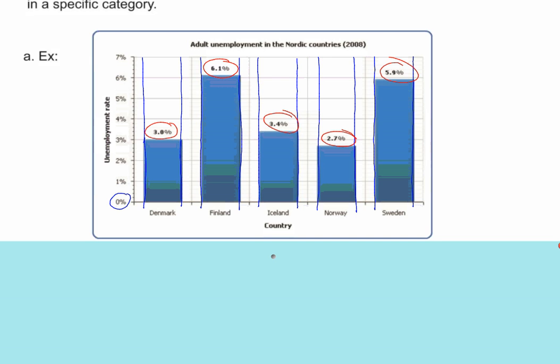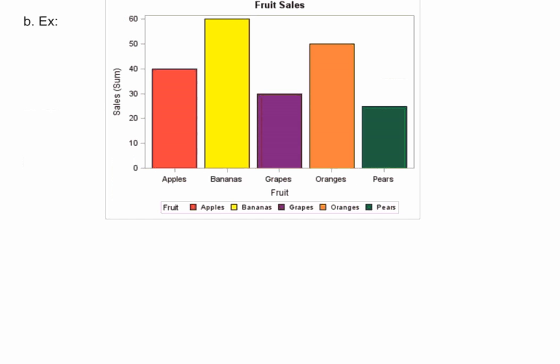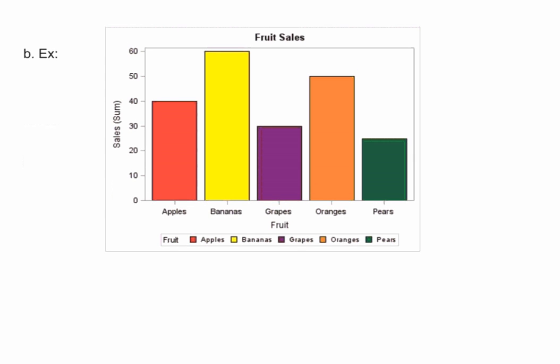Okay, so let me show you the next one, and we'll go through all that stuff again. So here's the second example. All right, we got a clear title, fruit sales. It's bold, it's capitalized, right? It's in the top, it's in the middle of the top. Now, down below we have what each bar represents.